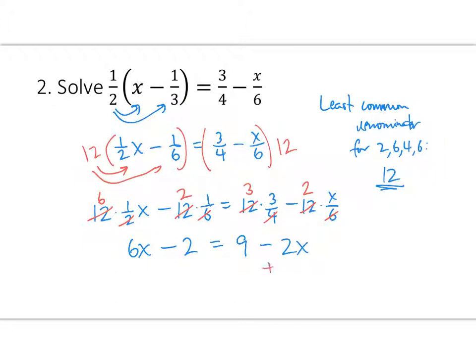So I can add 2x to both sides. And I'm also going to add 2 to both sides. I'll do both of those steps at once. That gives me 8x equals 11. And then one last step to divide both sides by 8 gives me x equals 11 divided by 8.